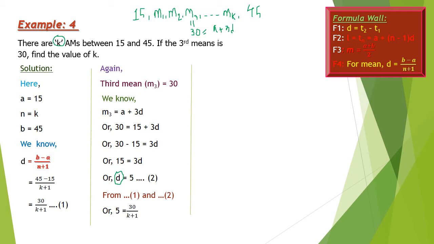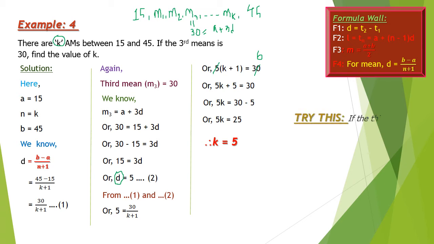Now cross multiplication, or 5 bracket k plus 1 is equal to 30. You can cancel here also, you can cancel from here and make your work easier or shorter. Or 5k is equal to 30 minus 5, so 5k is equal to 25 and k is equal to 5. Now the number of means is 5. There are 5 means between 15 and 45.